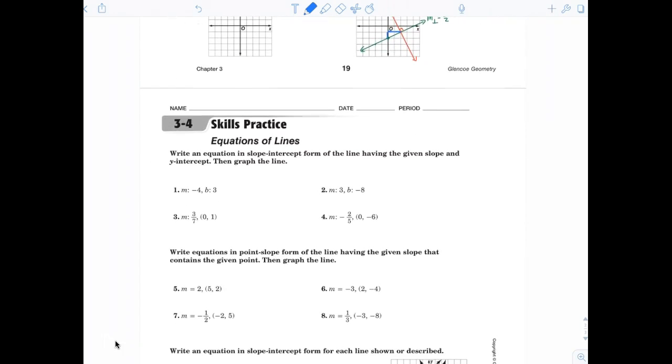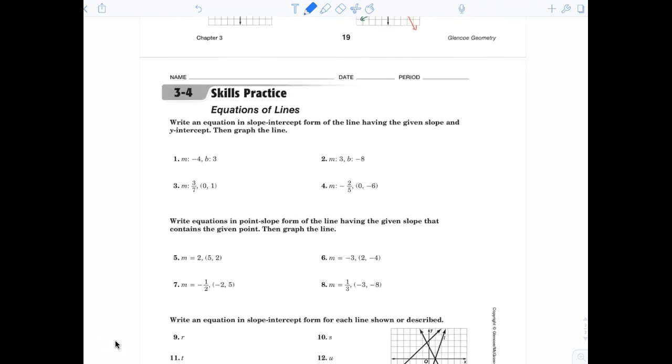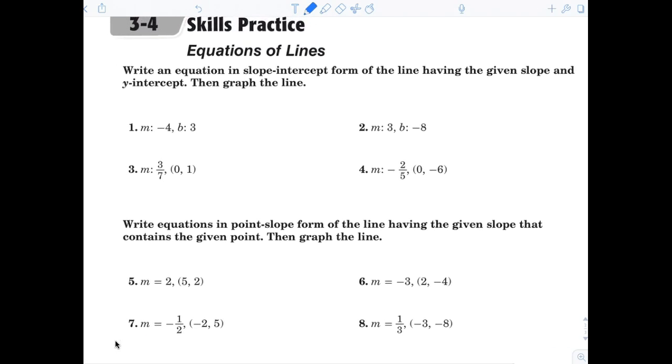Okay, here we go. Now we're into a little bit harder material. So stay with me. Write the equation in slope-intercept form. For those of you who remember, slope-intercept form is y equals mx plus b. Now it says to graph the line, but I don't think that's necessary for us.